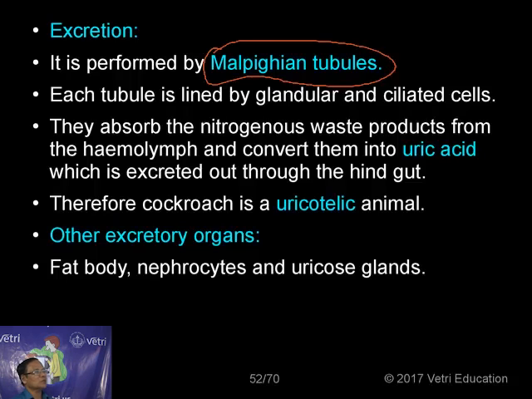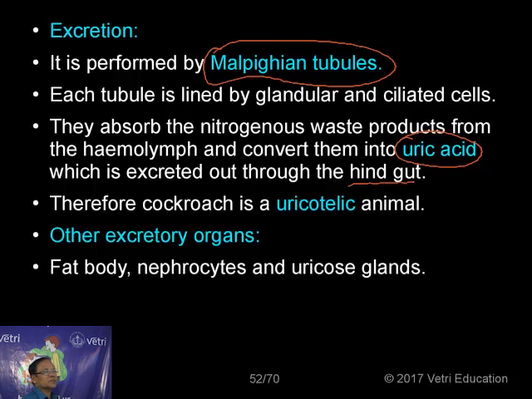That's why the birds excrete uric acid, and the reptiles excrete uric acid. A process of conservation of water, an adaptation too, as they are terrestrial animals. Now they absorb the nitrogenous waste products from the hemolymph, the blood, and convert them into uric acid. That waste product is then excreted through the anus of the hindgut.